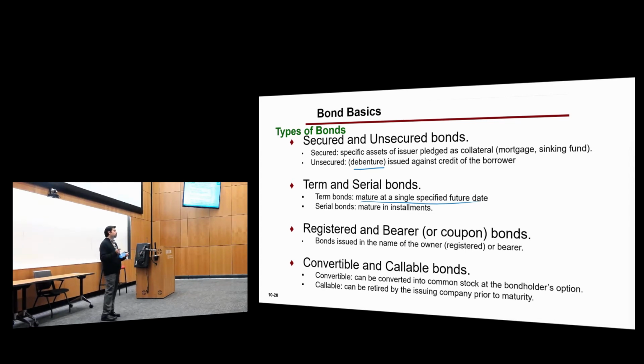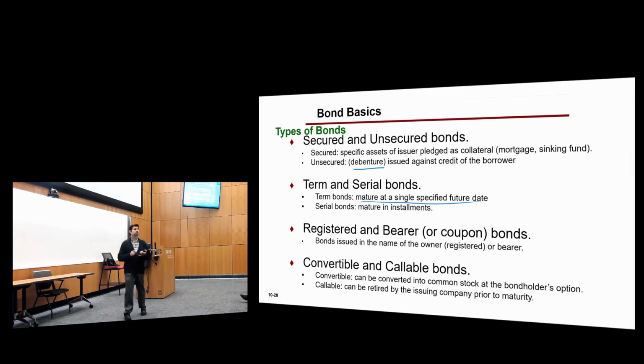Registered and bearer bonds. Registered bonds would have the name of the specific owner of that bond. Bearer bonds, or sometimes they also call them coupons, those are basically anyone who has them in their hand can sell them and can use them. They are not attached to a specific name, unlike registered bonds.